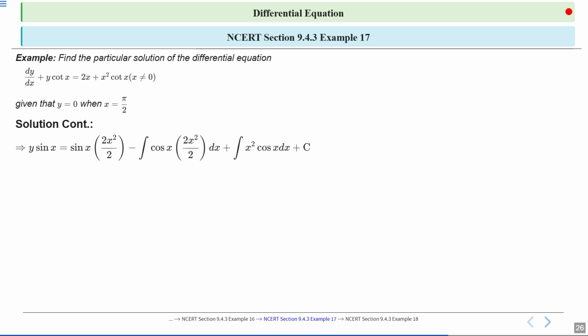We just apply the by parts rule. We get y sin x is equal to x square sin x minus integration of x square cos x dx plus integration of x square cos x dx plus c. So when we simplify this, the second and last terms cancel out. We get y sin x is equal to x square sin x plus c.